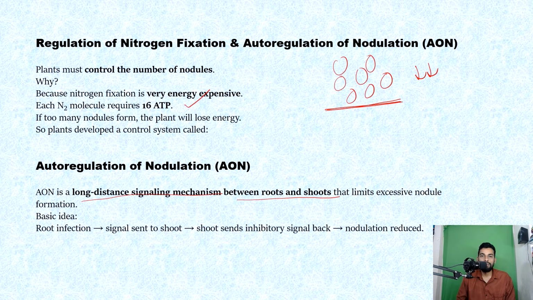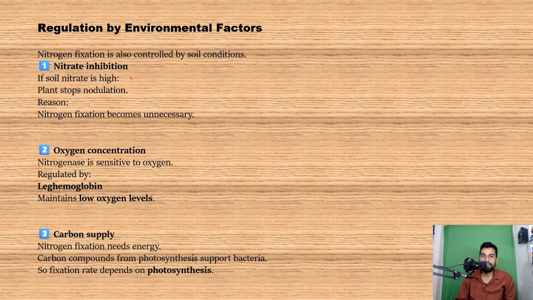So how does it work? If there is a root infection, a signal is sent to the shoots, that means stems. These shoots send an inhibitory signal back. So nodulation is reduced. So what did you understand here? Due to the root infection, nodules are being produced excessively, so a signal goes to the shoot, which takes action. If the nitrate is excessive in the soil, already having the nitrogen, why does the plant need to produce further nitrogen? So it won't produce. The second thing that controls nitrogen fixation is oxygen concentration.